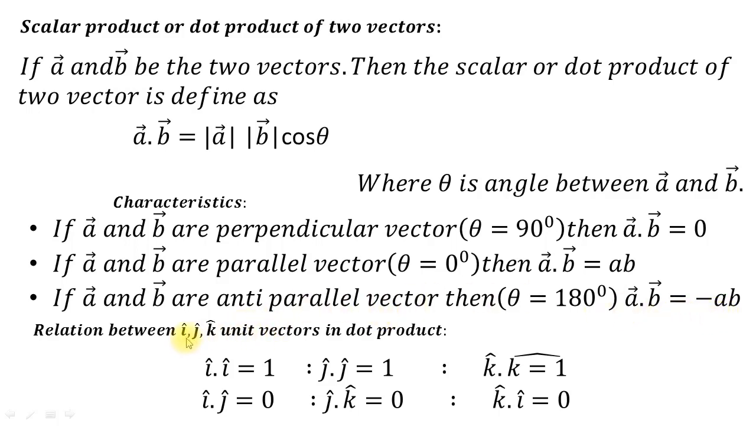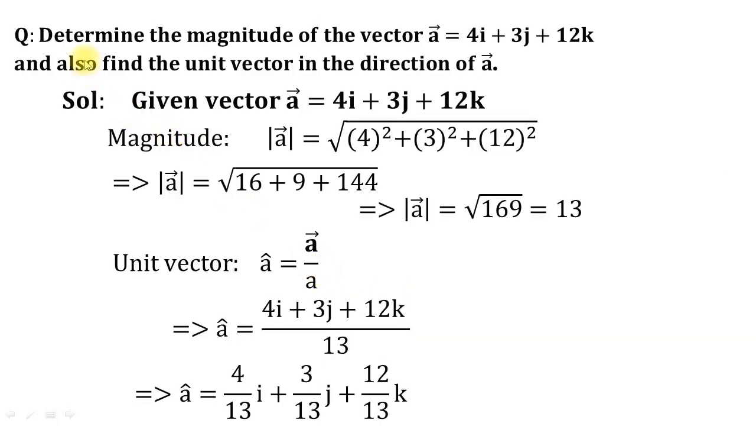Now i, j, k are unit vectors which represent the directions of the components of the vector. And in the dot product we know that i dot i is equal to 1, j dot j is equal to 1, k dot k is equal to 1, but i dot j is equal to 0, j dot k is equal to 0, and k dot i is also equal to 0. Now using these relations, let's move on to an example.